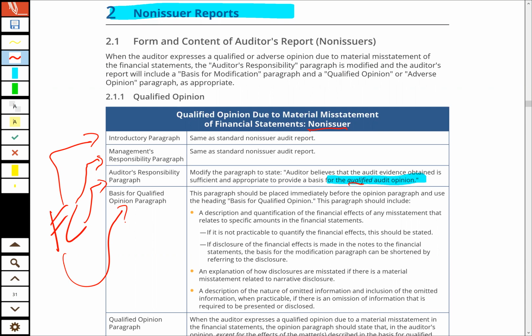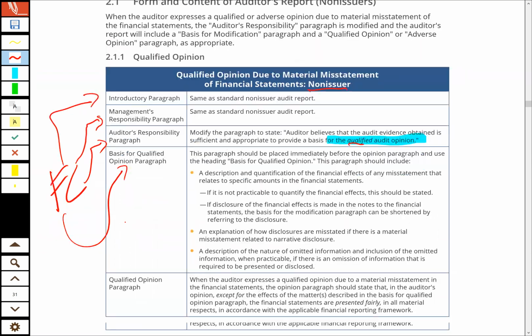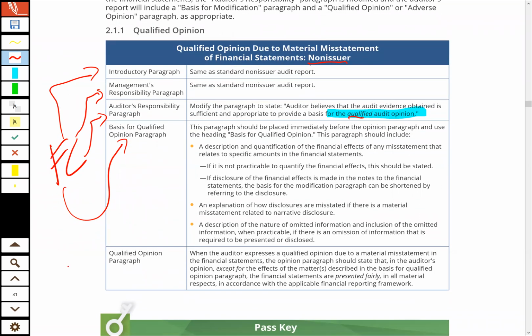Whatever your problem is, that's what you'll describe here. All I want you to do with this flashcard is say that that's what comes next. You don't have to put all the details. Just simply say that next would come the basis for the qualified opinion paragraph. You're saying this is why I have qualified my opinion. Then comes the opinion paragraph, okay?